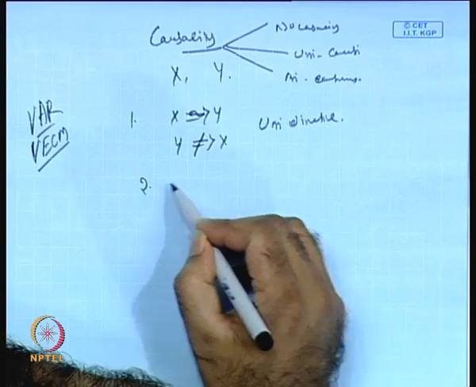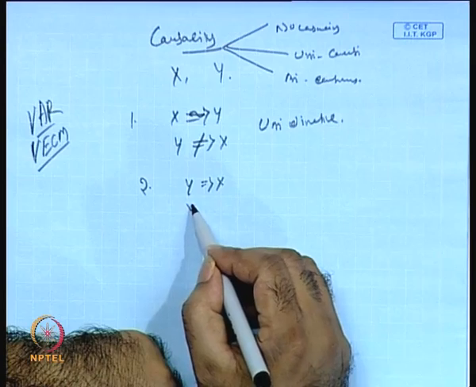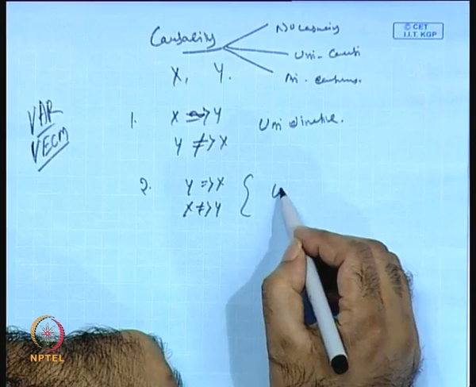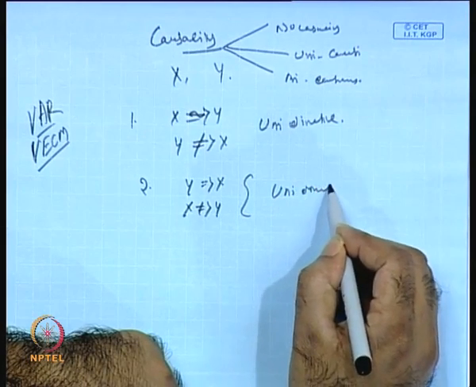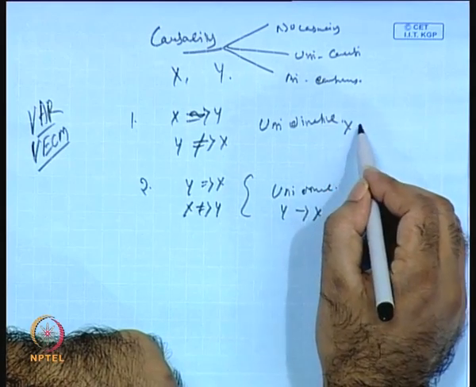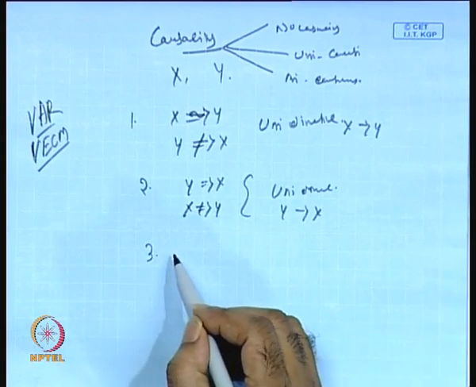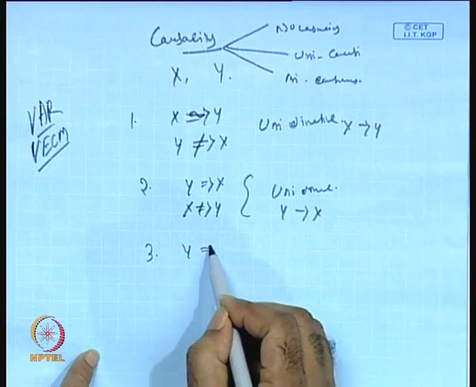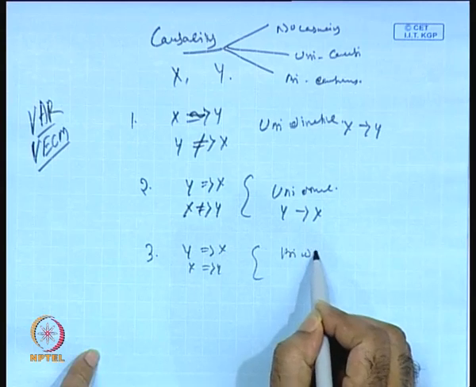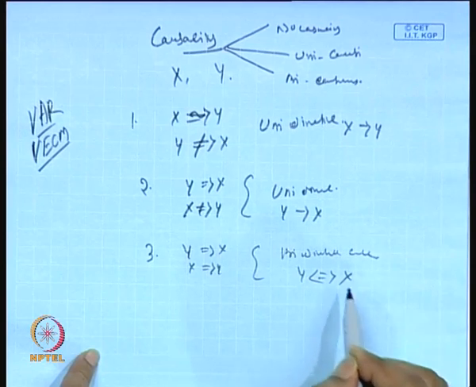The second case is y influences x and x does not influence y. This is also called unidirectional causality, from y to x. The earlier one was unidirectional causality from x to y. But reverse causality is not there. The third case is y causes x and x causes y. This is called bidirectional causality, which means y and x both cause each other.